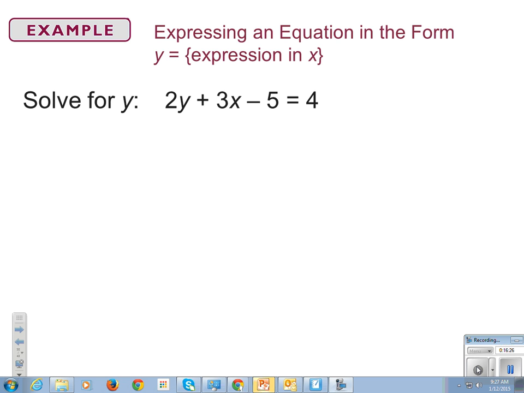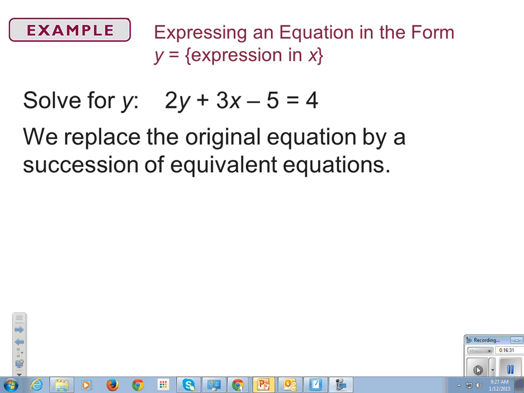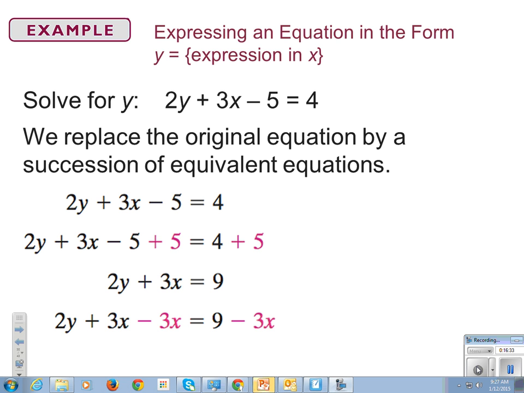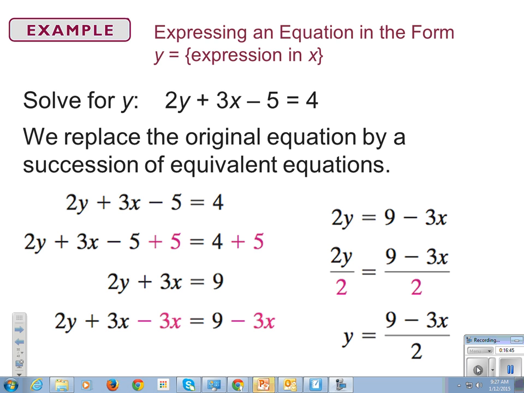So for example, I have 2y plus 3x minus 5 equals 4. We want to add 5 to both sides to get rid of the minus 5. We are going to subtract 3x from both sides to get rid of the plus 3x. And then lastly, we're going to divide by 2. So in our calculator, we would put 9 minus 3x divided by 2. I would include parentheses around the 9 minus 3x because your calculator is going to want to divide the 3x by 2 and not the whole numerator.